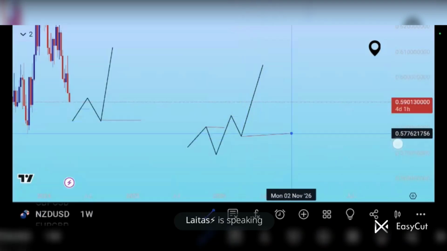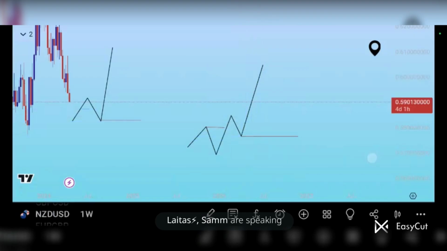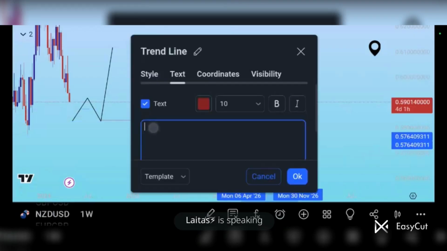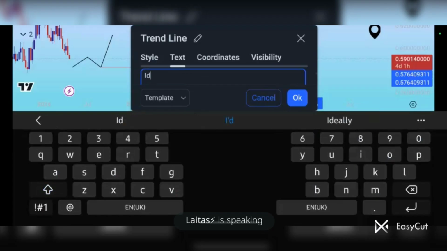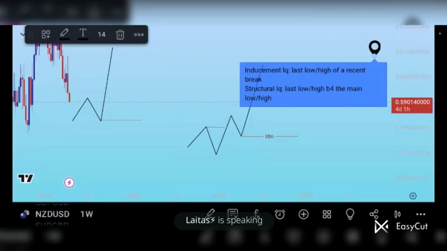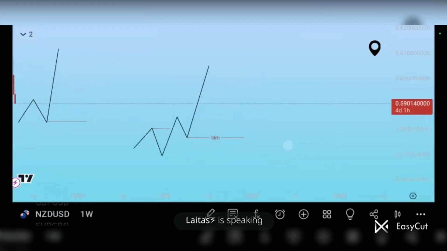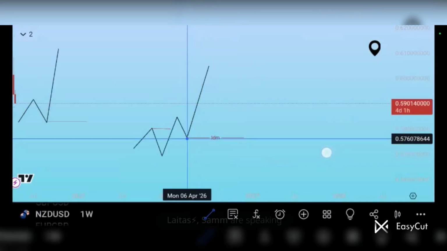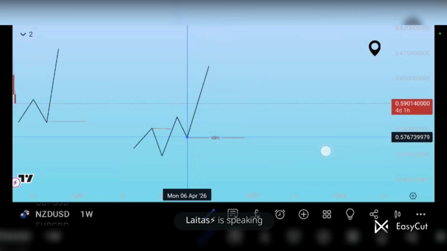Do you get? Yes. So here we can label this as inducement. Now, what of structural liquidity? Last low or high before the main low or high. Since this is a bullish diagram, we look for the last low before the main low. And where is it? It is the same place as the inducement.